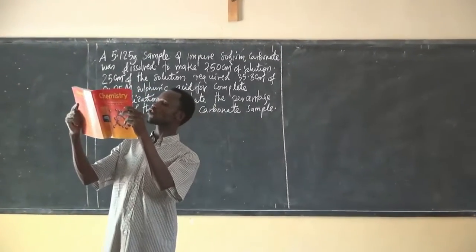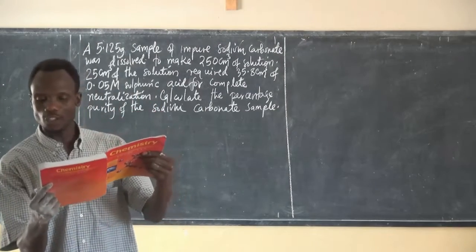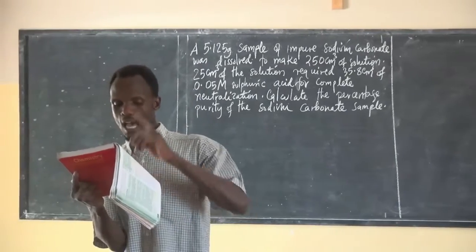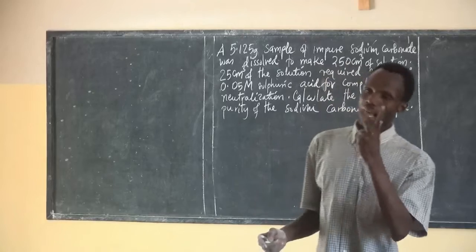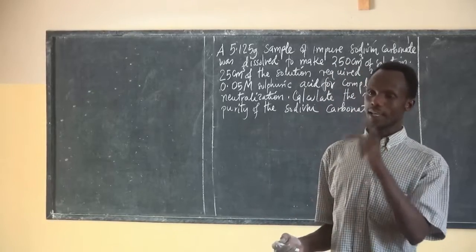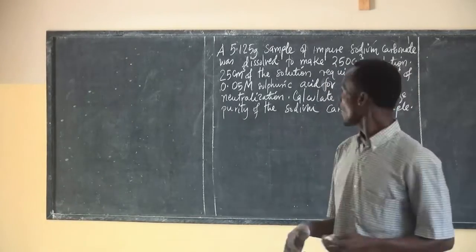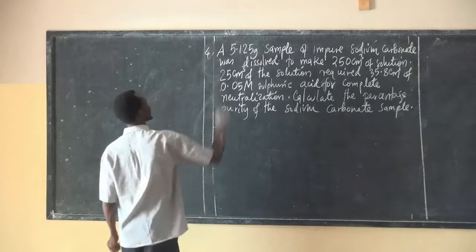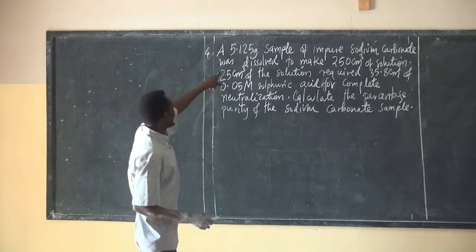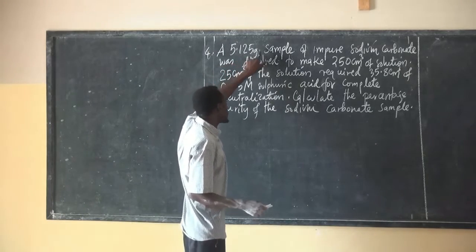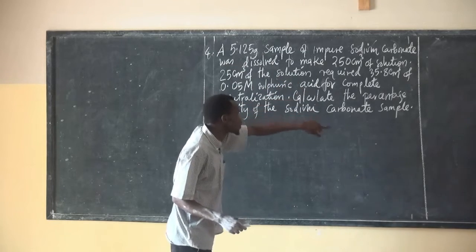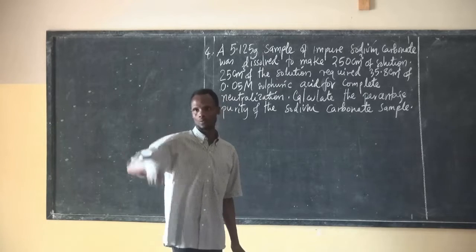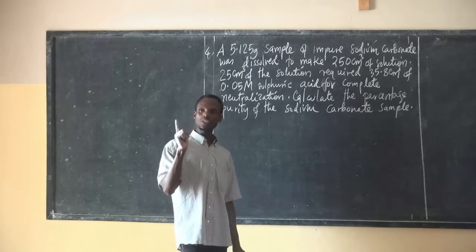This is a subtopic called determine the percentage of purity of a substance. There is something that you need to know here. There are two concentrations in the same reagent. Let us see. This is example number 4. Question number 4. A 5.125 gram sample of impure sodium carbonate.